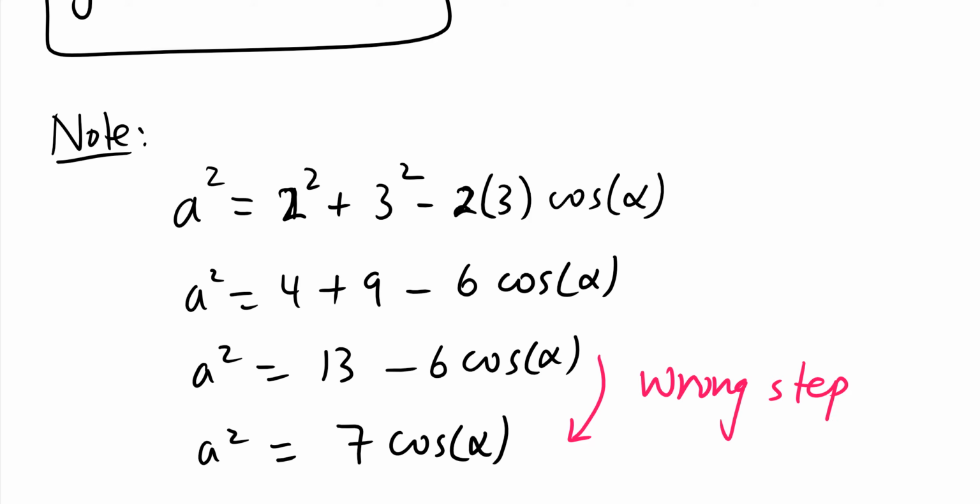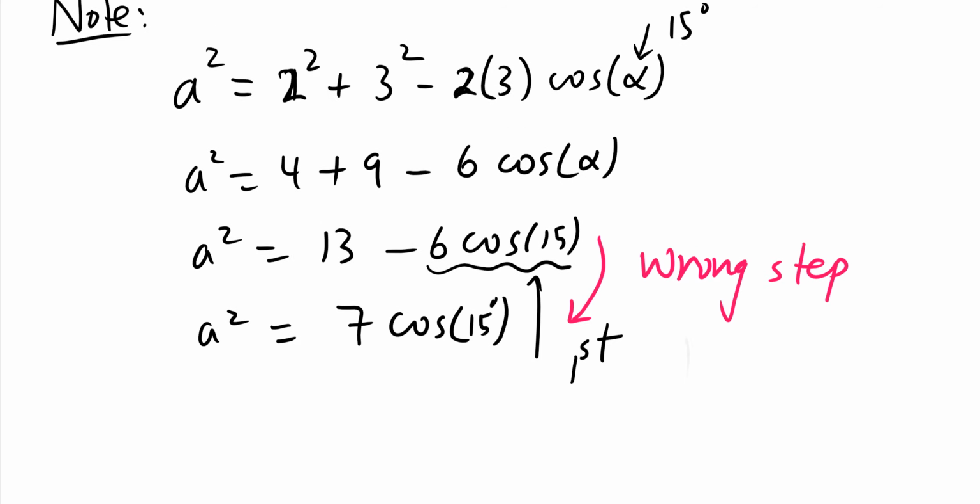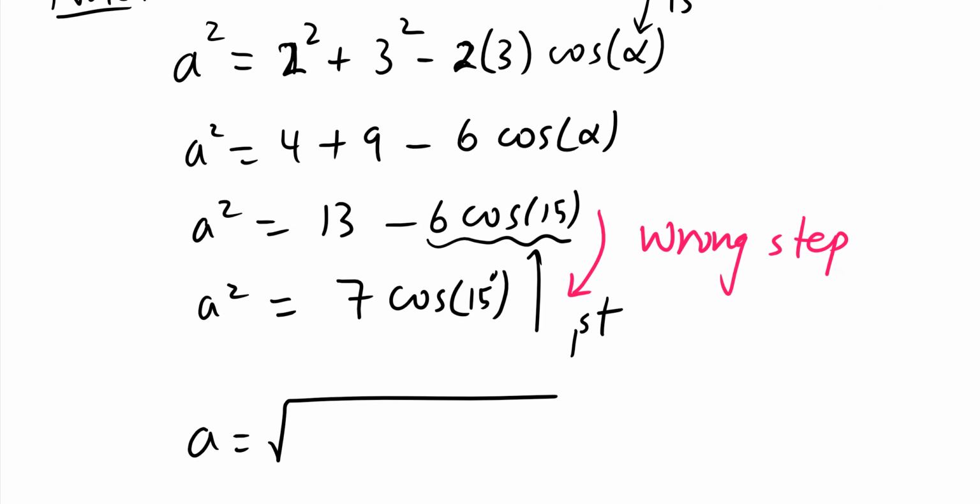Even if alpha is given, let's say alpha is given as 15 degrees, it doesn't matter if it's given or not. If you put 15 here and 15 there, that's still wrong because we have what we call order of operations. You must do this one by itself first, the 6 cosine, then 13 minus whatever you get, and then do the square root. So then a would be the square root of 13 minus 6 cosine 15. That's very important to know.